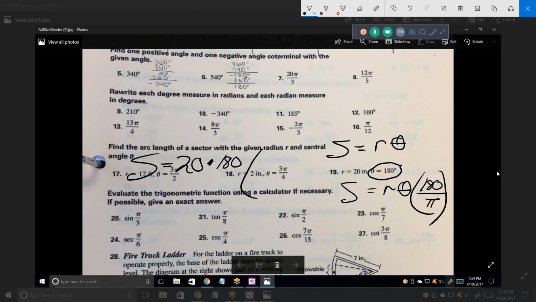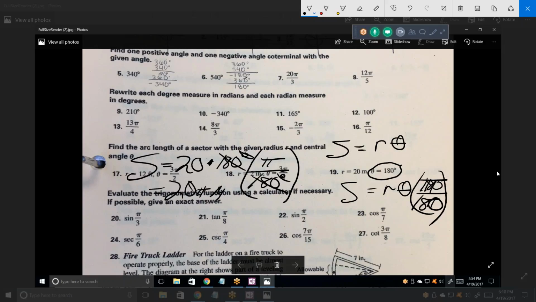I got it backwards. This should be pi over 180. See why? Because the degrees always goes with the 180. So if I want my answer to be a number, then I got to get rid of the degrees. And those cancel. The degree marks cancel. In fact, the 180 cancels. My answer is 20 pi.